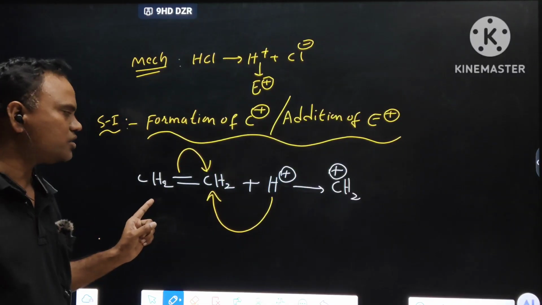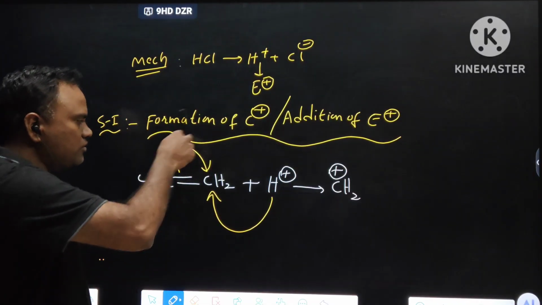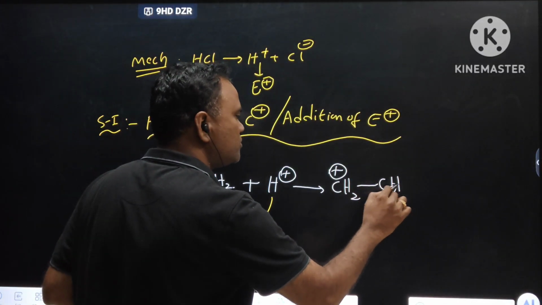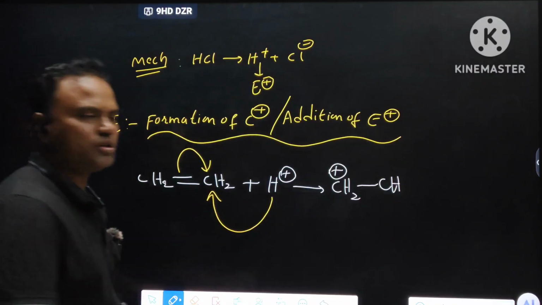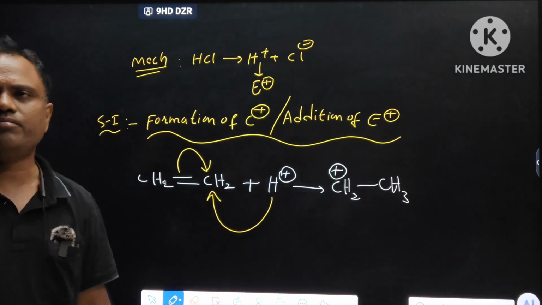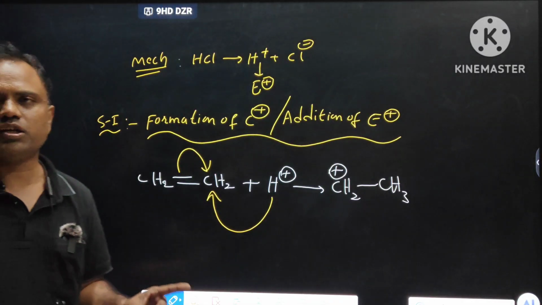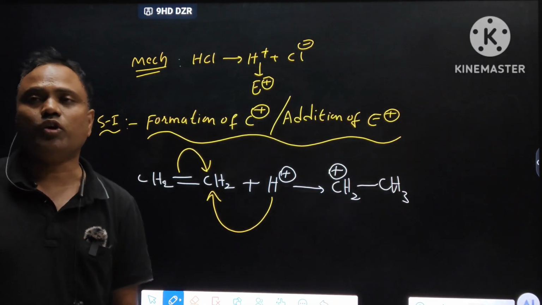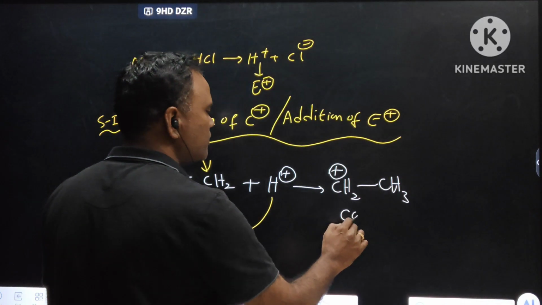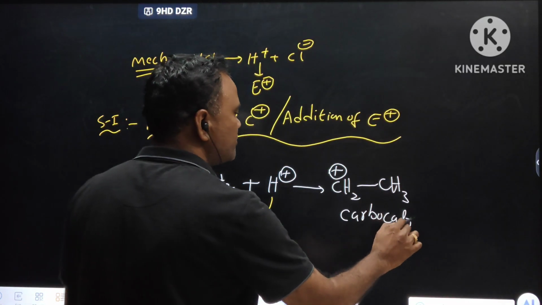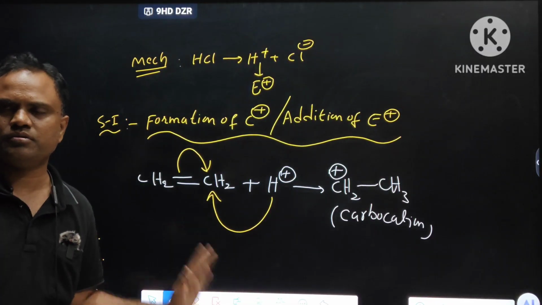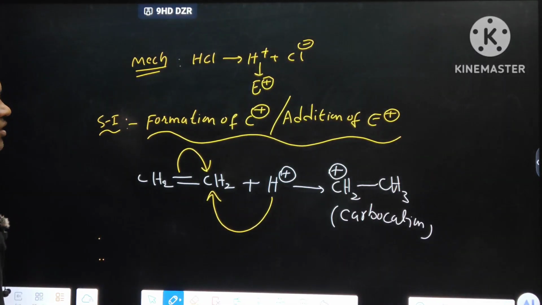Why will this get positive charge? Because it is losing the bond. CH2 and one H is coming, so CH3. So carbocation is formed. This idea is very important in the electrophilic addition reaction of alkenes. The intermediate is carbocation. That's why I wrote the first step as formation of carbocation. Clear? Is it okay? Any doubt on this? Right. Next, let us see step 2.